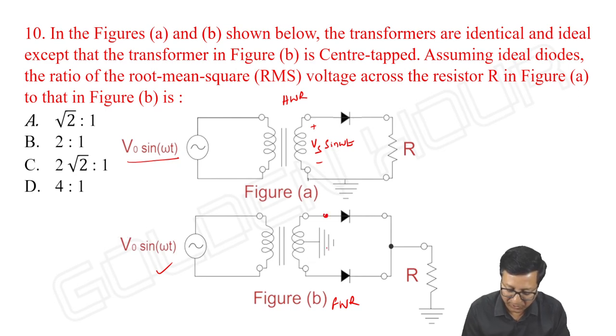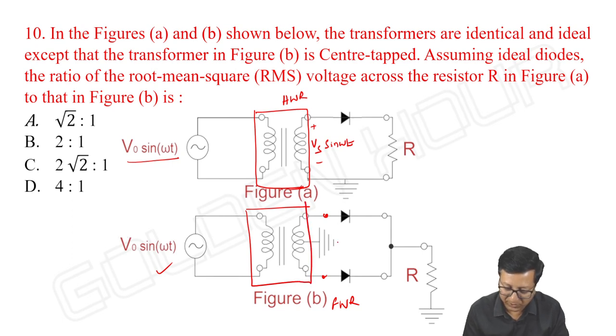And here the total secondary voltage, in this case or in this case, is Vs sin omega t. But as it has a center tap, the voltage between one end of the secondary winding to center tap is Vs by 2 sin omega t, and the other part is also Vs by 2 sin omega t.